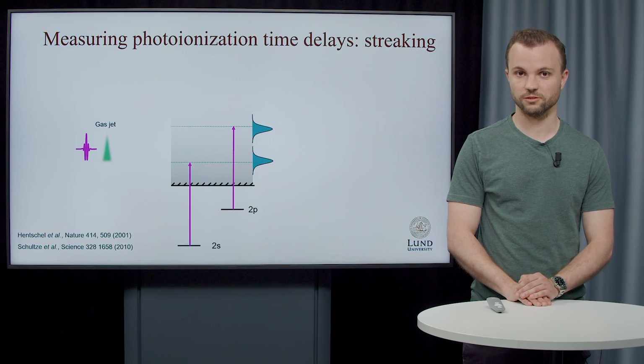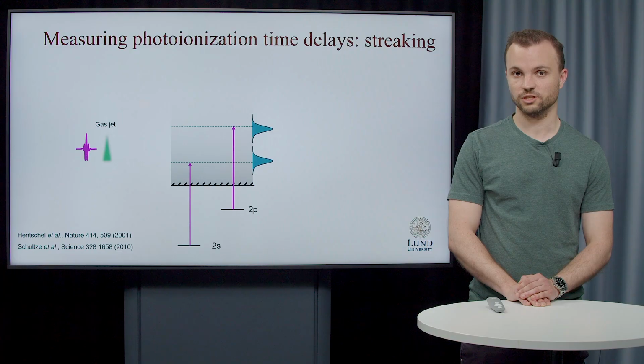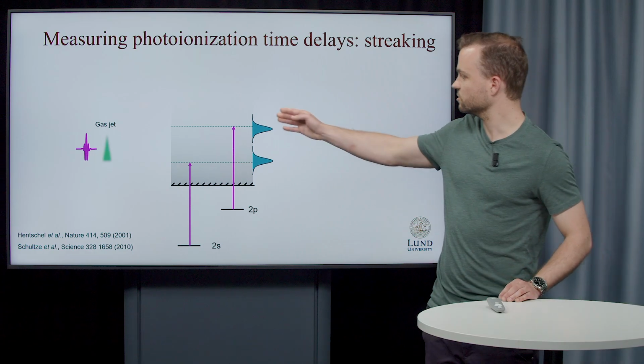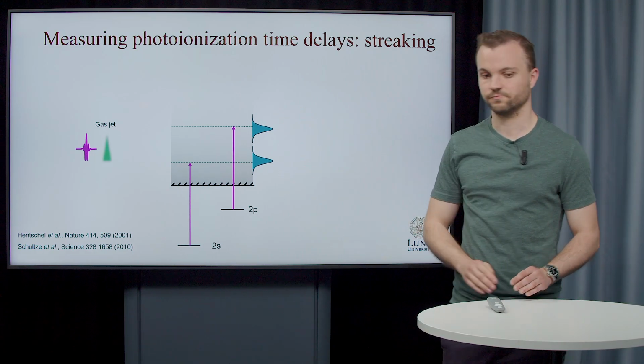So how can we measure these delays? The first technique is the streaking technique. We can use an isolated attosecond pulse to ionize an atom, for example neon in this case, and if the photons have sufficient energy, they can ionize the atom from two different shells, such as the 2p shell and the 2s shell. Because the 2s shell is deeper, the electrons coming out from there will have a lower kinetic energy, giving rise to these two photoelectron peaks.